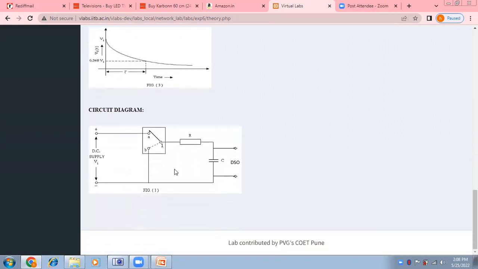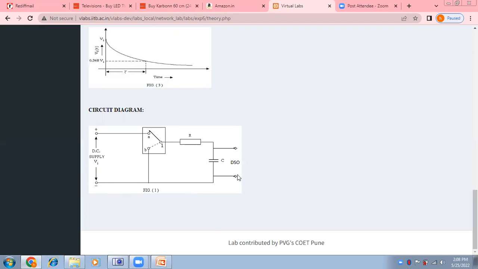So here is the circuit diagram. Here the resistance is connected in series with the capacitor across a voltage. Here one switch is there. When the switch position is at A, my capacitor charges through resistor R. When the switch is at position B, my capacitor gets discharged through resistance R. And across this capacitor, the voltage can be measured or displayed on a DSO.